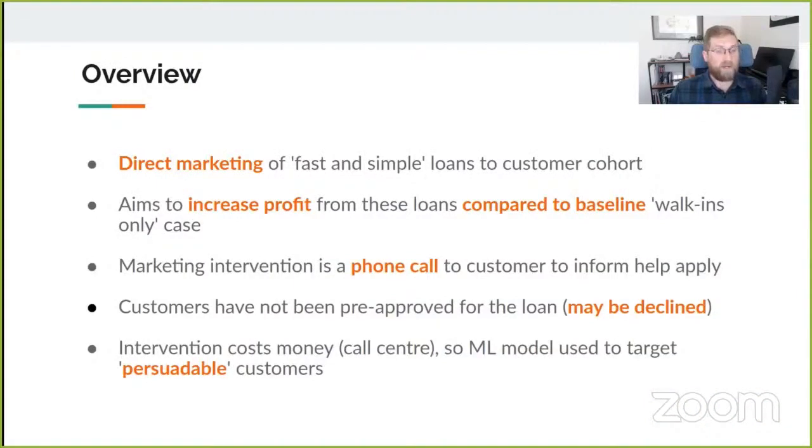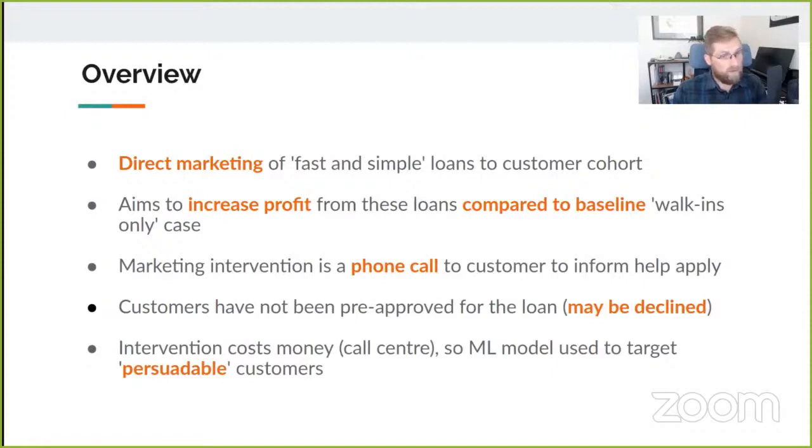The product being marketed by our system is what's called a fast and simple loan. So it's an unsecured personal loan that people can take on. It's possible to obtain this loan just by walking into a branch, but we're also helping customers apply with our marketing intervention. The intervention here is that a customer is called by someone in a call center and they are told about the product and offered help with the application process over the phone. So the goal of the system, therefore, is to increase the profit from this loan, get more people to take it up compared to the baseline of just the walk-in only customers.